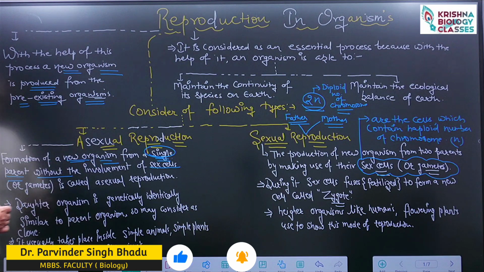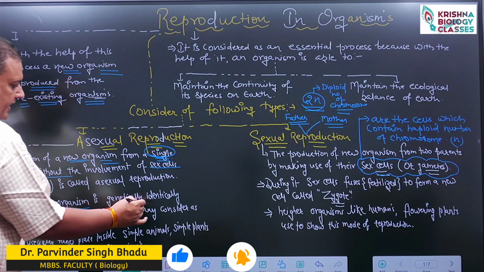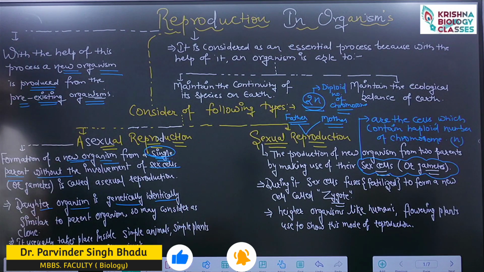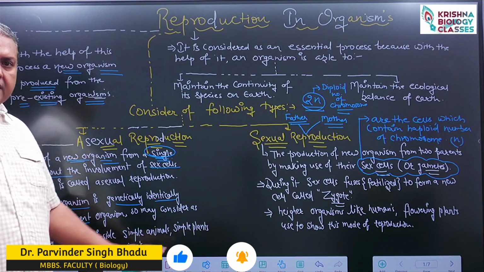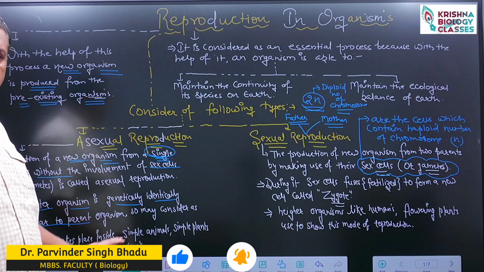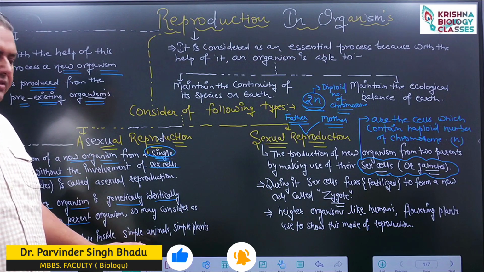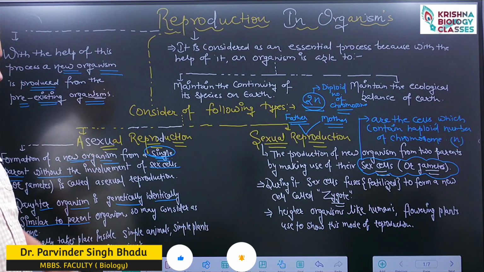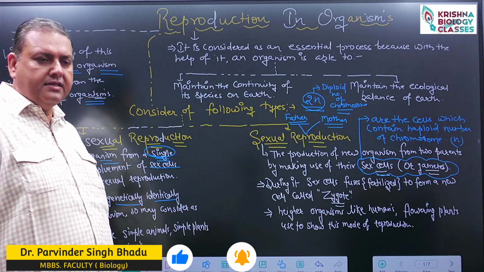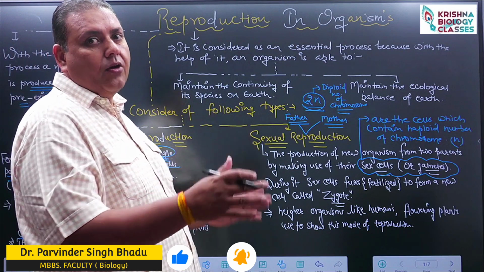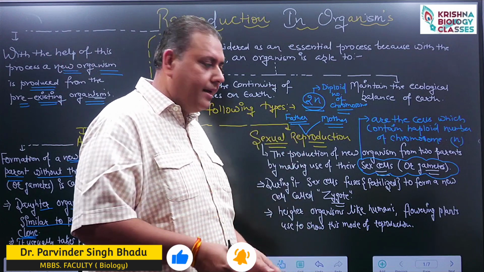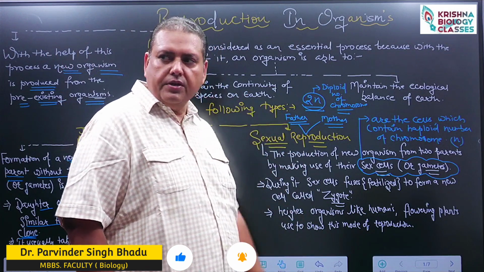and such daughter organisms are genetically identical. They contain the genetic material of the single parent only, so we consider them clones of their parents. Such a mode of reproduction is found in microorganisms like bacteria, fungi, then in simple animals and simple plants. Whereas in higher organisms, higher plants and higher animals, sexual mode of reproduction is present.